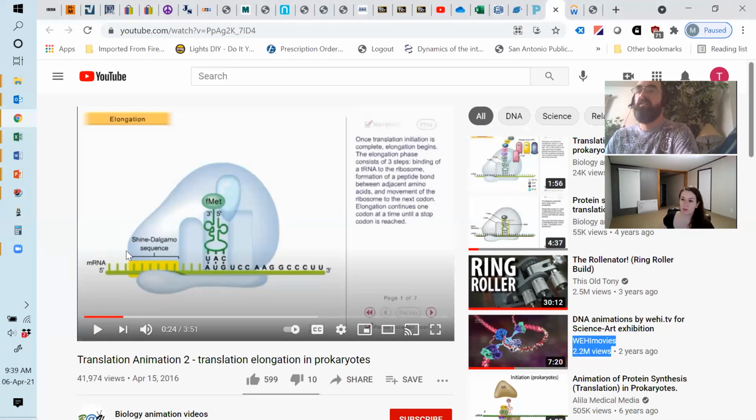eukaryotes, where does the small subunit of the ribosome bind? Come on, exam on Thursday, right? You gotta know this stuff. What does a small subunit of the eukaryotic ribosome assemble around or bind to in the initiation of translation?